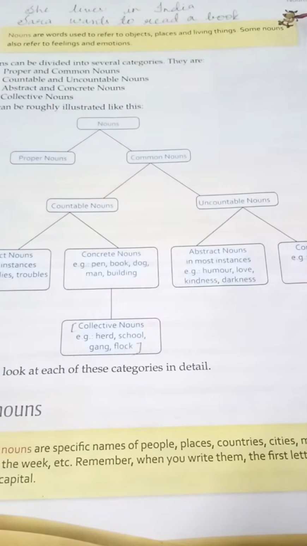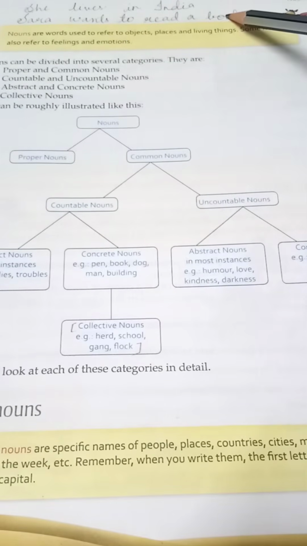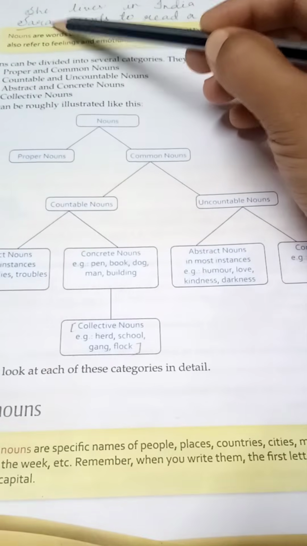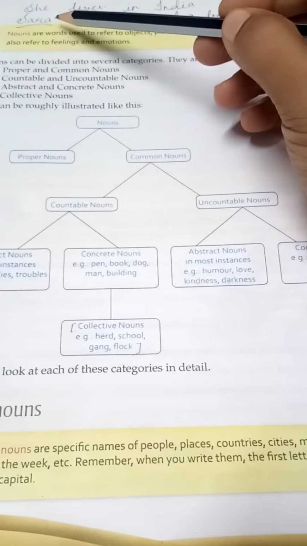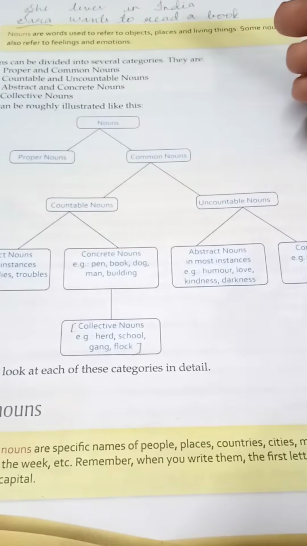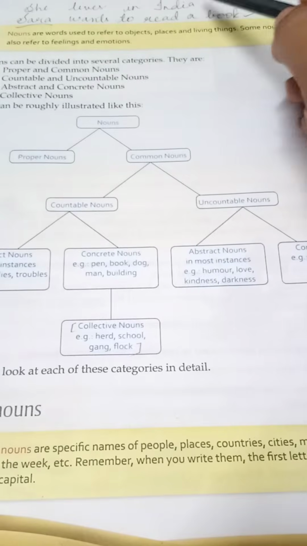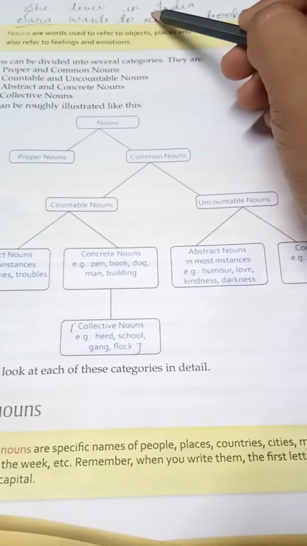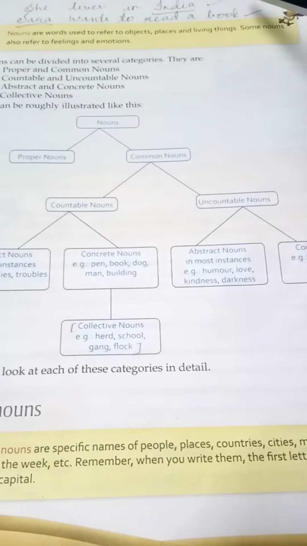For example, we have Sarah wants to read a book. In this particular sentence, Sarah is a noun. Yes, Sarah is a noun because a noun is nothing but which defines the name of a person. Correct? Yes. In another example, we have she lives in India. Here, India is a noun because it is the name of a place.